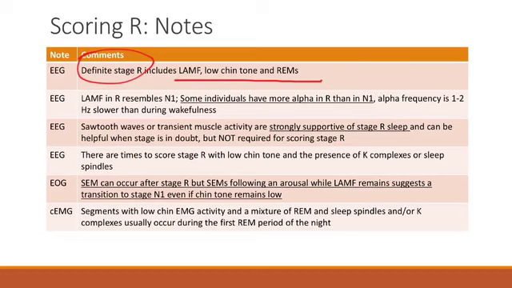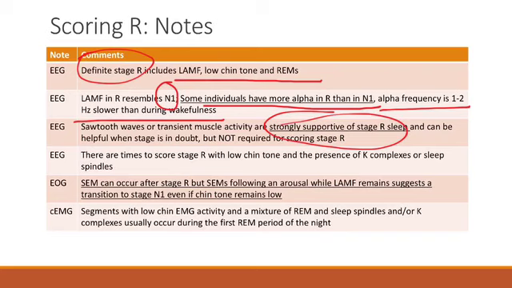So, low amplitude mixed frequency in REM does resemble stage 1 at times because there's no characteristics of stage 2 like Ks and spindles. But some individuals have more alpha in REM than they do in stage 1. So the alpha frequency is 1 to 2 hertz slower than that of wakefulness. So don't call it wake because of that, especially if you have rapid eye movements and low chin tone. Sawtooth waves or transient muscle activity are strongly supportive of stage R, but are not required for scoring stage R.